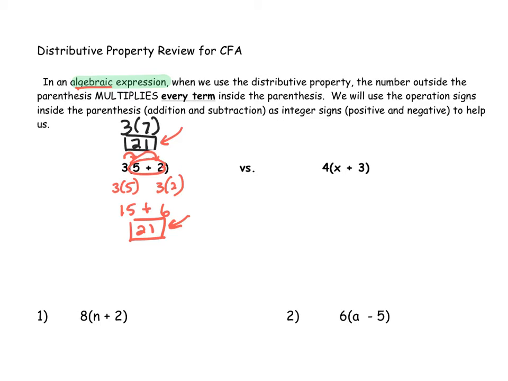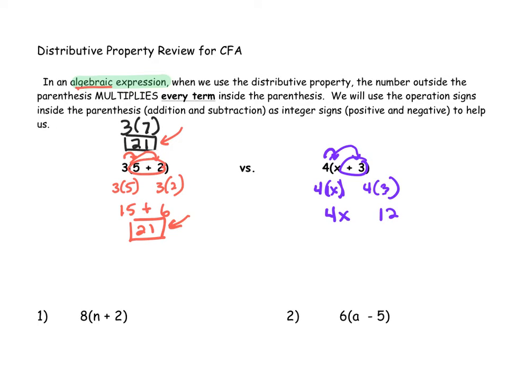So let's get going. Using that same strategy, 4 times x, and if it's helpful for you to write a number in front of the x, that's fine. We can use 1. And then 4 times positive 3. So 4 times 1x, or 4 times x, is 4x. And 4 times 3 would be 12.